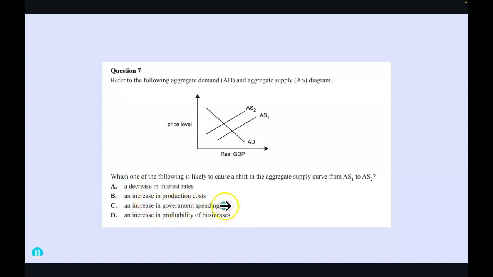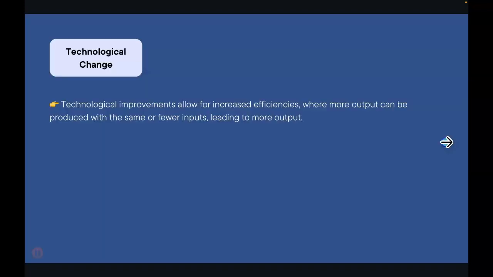An increase in government spending. Again, government spending is an AD factor, so I don't see it impacting AS in any kind of way at the moment. And there's an increase in the profitability of businesses. Well, if you've got more profits, then you can increase your investment spending, which could be an aggregate demand side factor. The other part is if you've got more profits and you're spending it to improve your productive capacity, aggregate supply should be increasing. So the only logical answer here, team, is B.